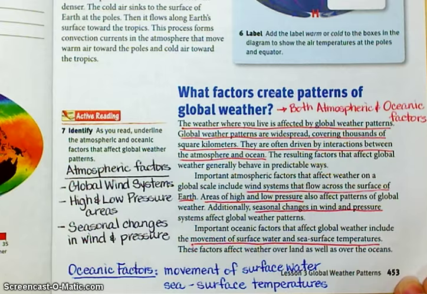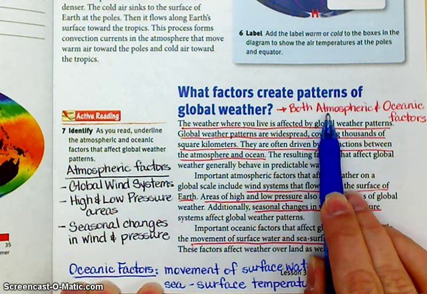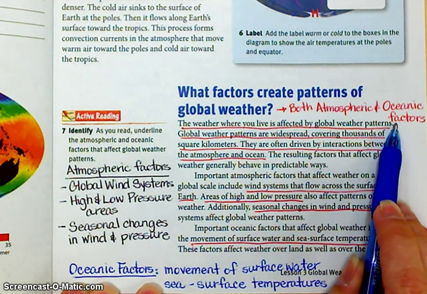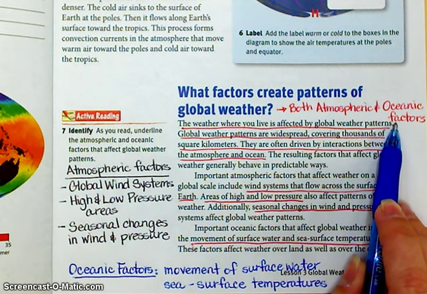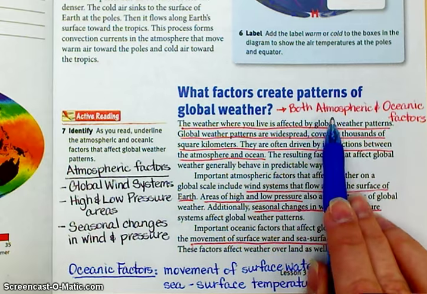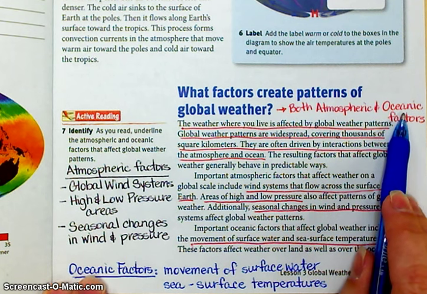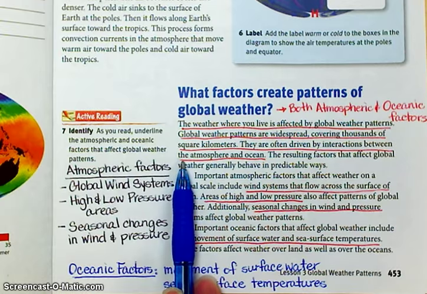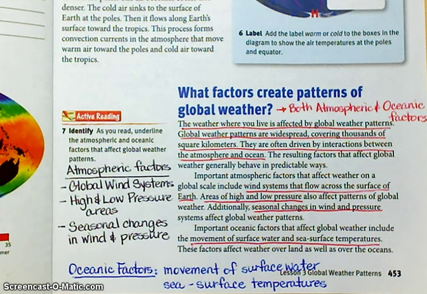What factors create patterns of global weather? Well, we have both atmospheric factors and oceanic factors. Global weather patterns are going to be influenced by what's going on in the atmosphere and what's going on in the ocean. The weather where you live is affected by global weather patterns. Global weather patterns are widespread, covering thousands of square kilometers, and they often are driven by interactions between the atmosphere and the ocean.